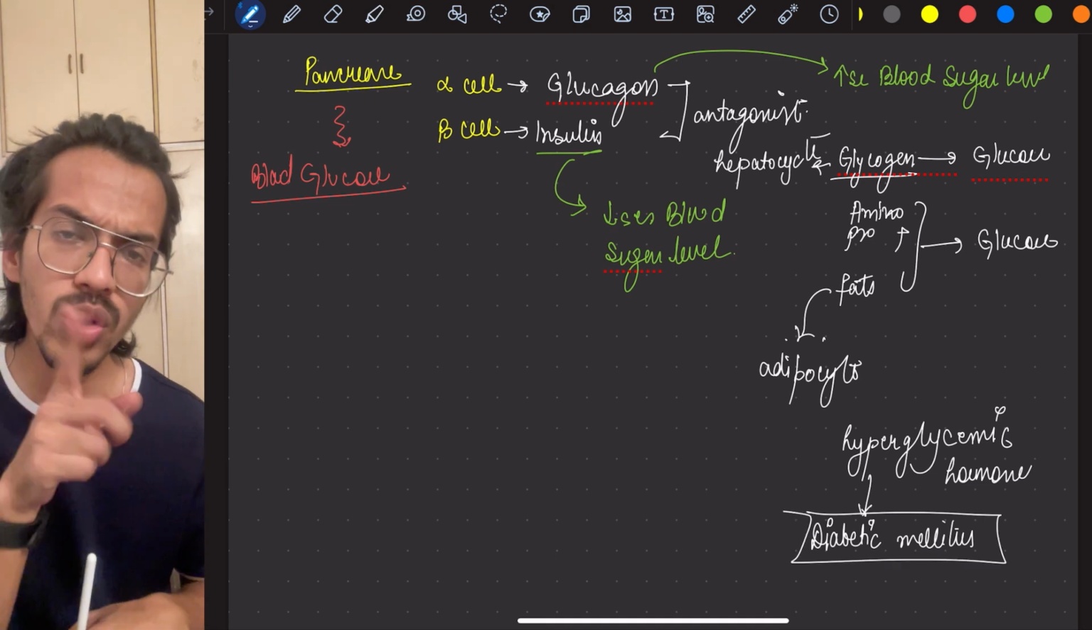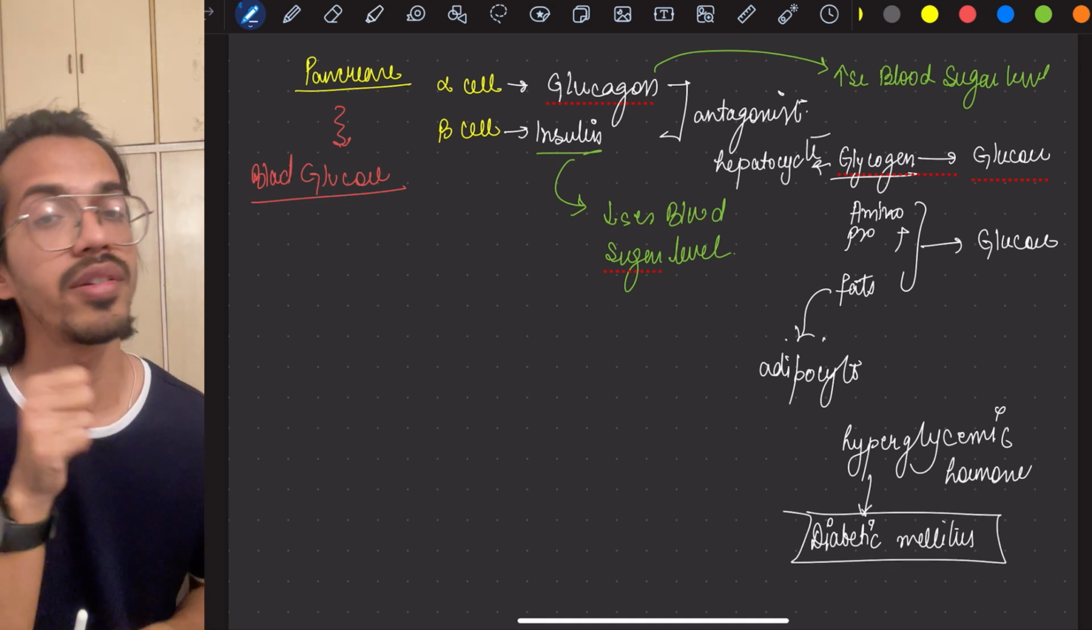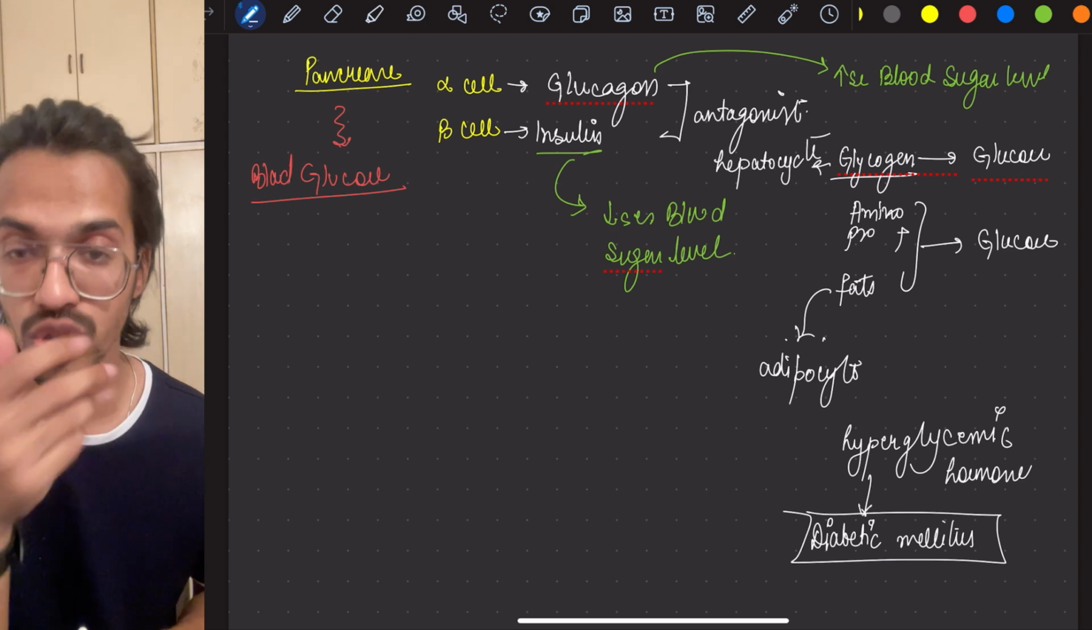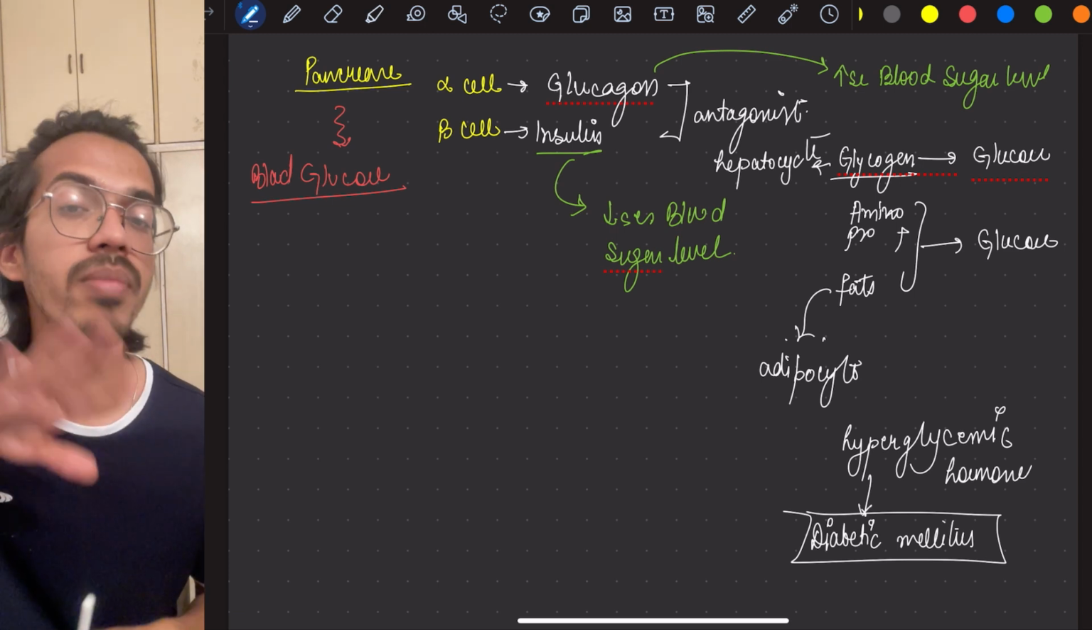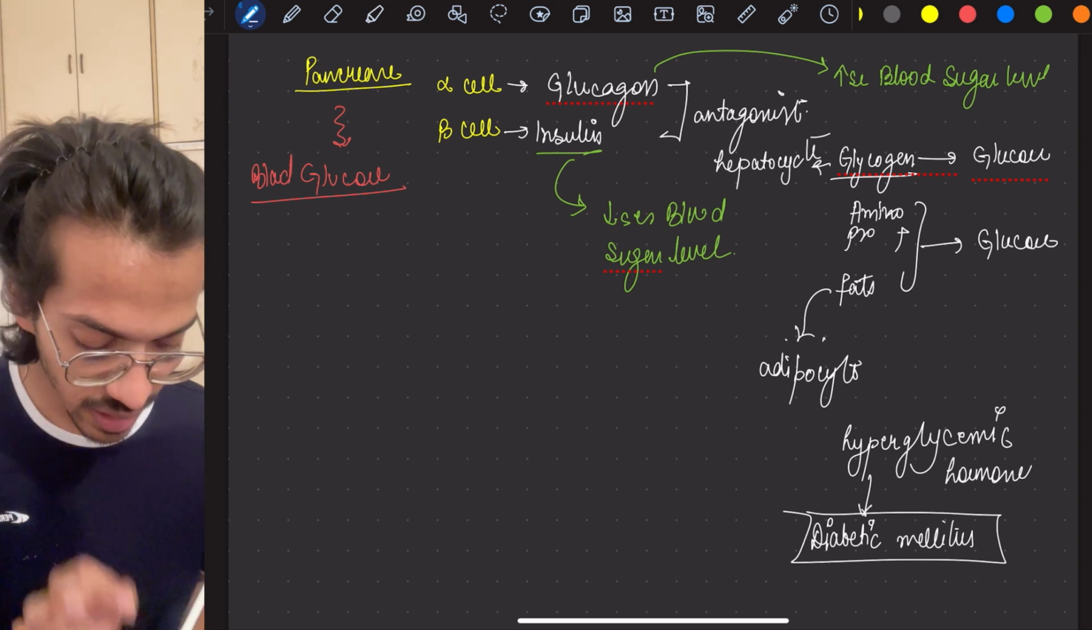And who will be responsible for it? This will be insulin, because glucagon is not being released, although the work is being done by glucagon, but someone should be there to maintain the level of glucose. So what is insulin doing? It's decreasing the sugar level.